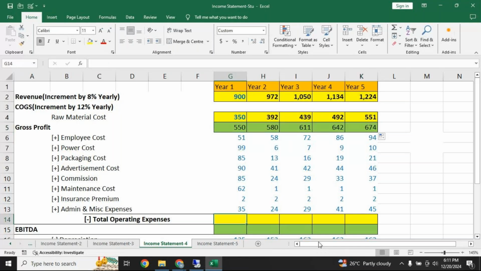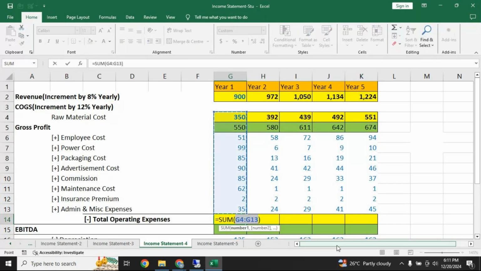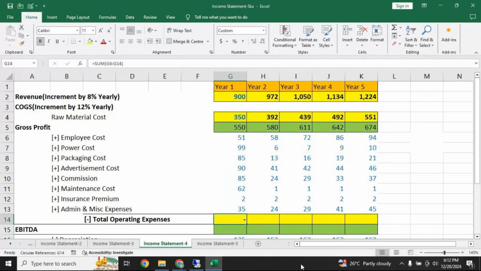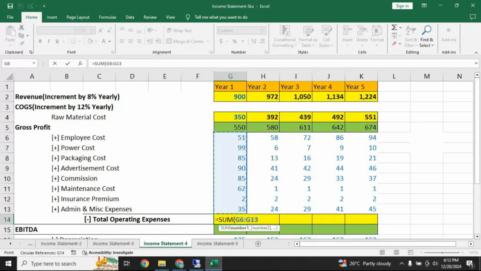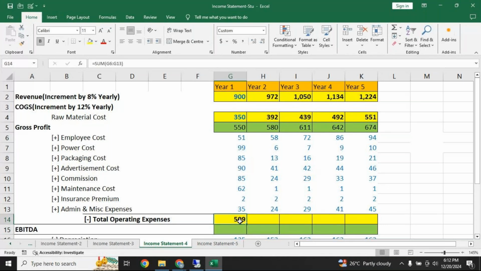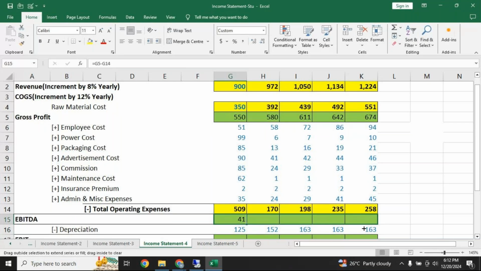Then here I am going to put alt equals sum. So I'll take this. So this is my total operating expenses. Now what is my EBITDA? So it will be equals gross profit minus operating expenses. So this will be my EBITDA.